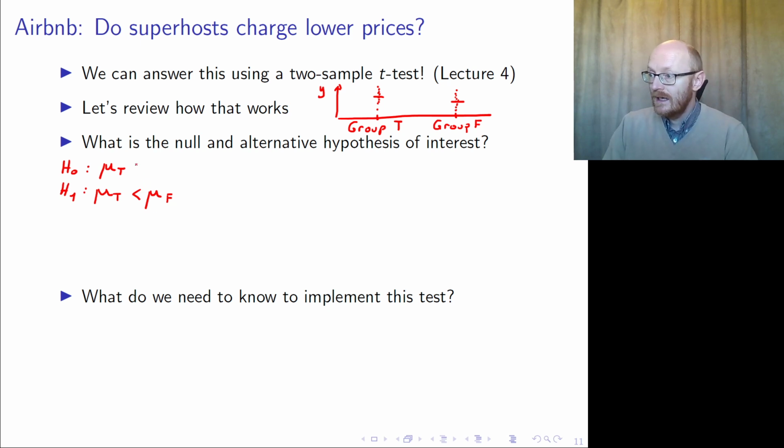Okay, and to exhaust the possibilities here, we have to have a null hypothesis that the population mean of the superhosts is greater than or equal to the population mean for the non-superhosts. Okay, and we can just do some algebra here. So we can just move the population mean for the non-superhosts over, and we can get a difference.